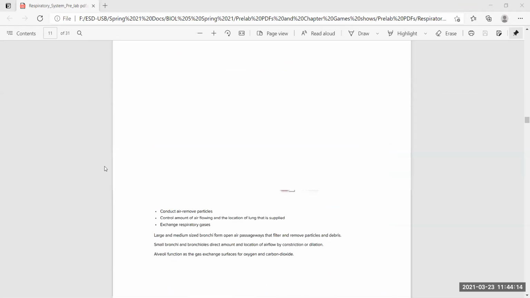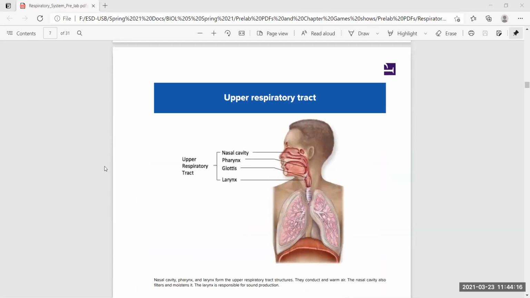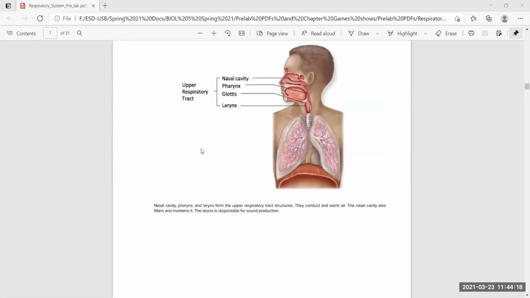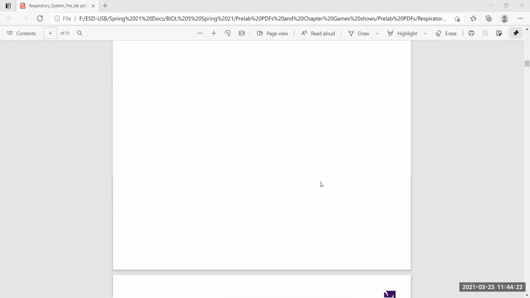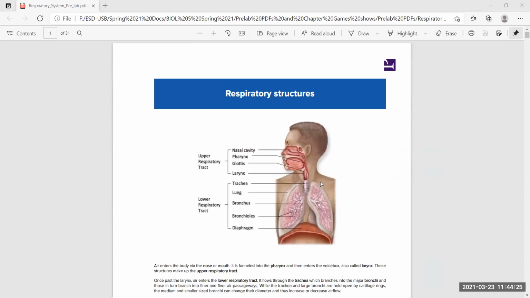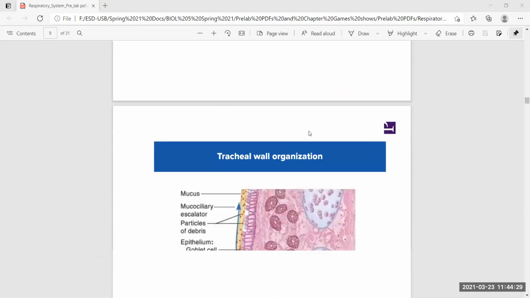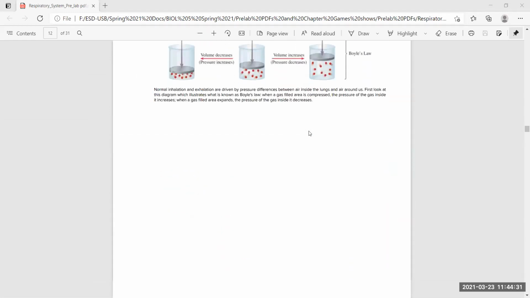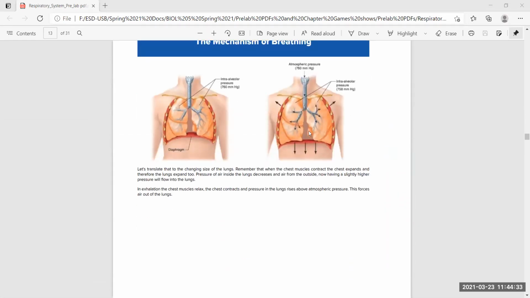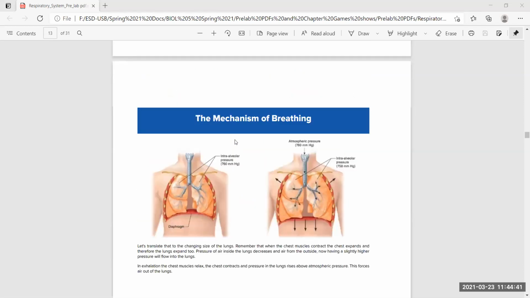If you go and check the diagram, this is the diaphragm here, and let's go back and check the muscles. And the muscles in between the ribs, the intercostal muscles. So the external intercostal muscle and the diaphragm, these two muscles.